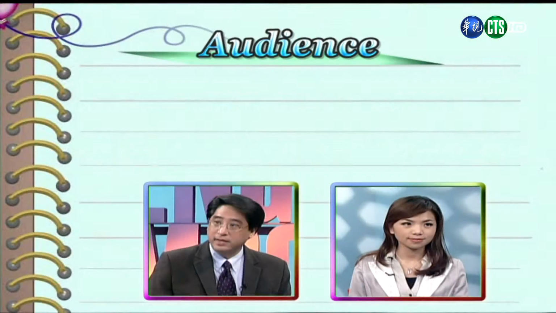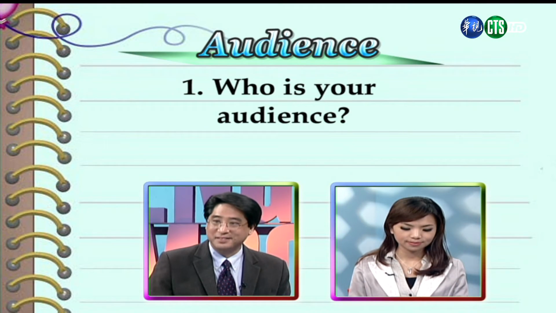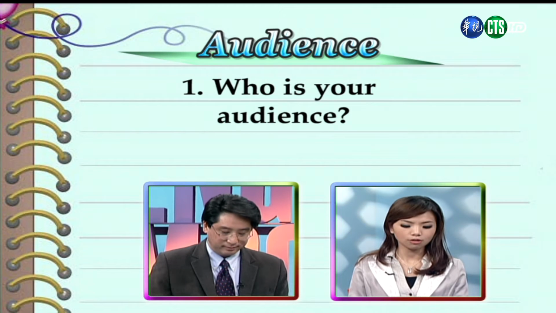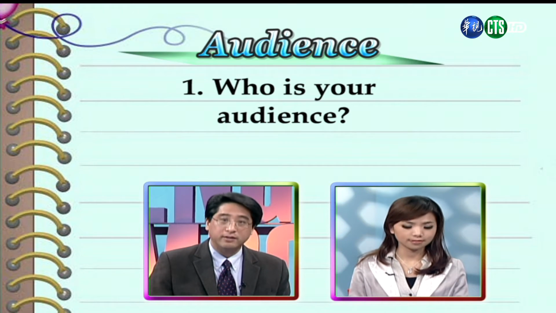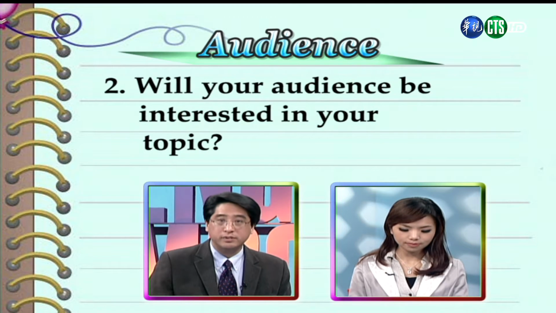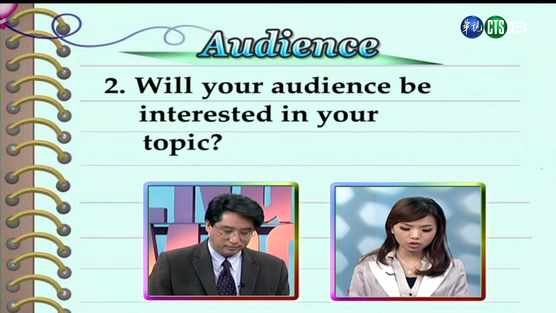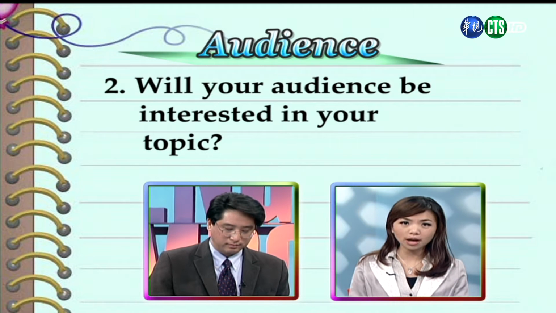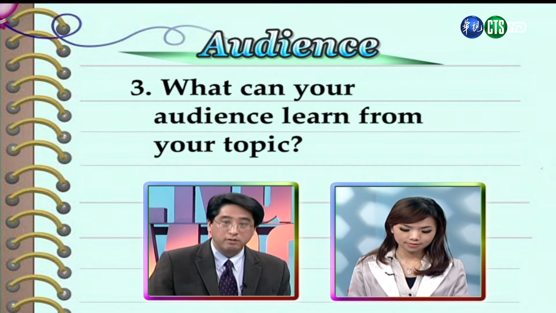Now, after you determine your aim or your purpose for writing, the next thing that you want to think about is your audience, and you want to determine the answers to these following questions. Right, now the first question that you can ask is, who is your audience? Right, you can also ask, will your audience be interested in your topic?